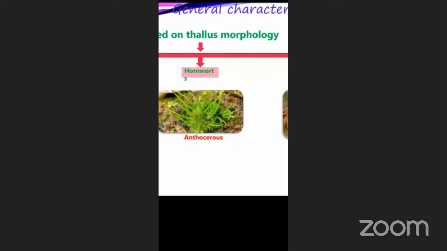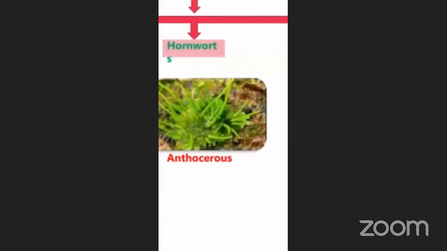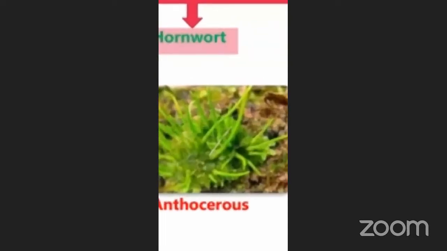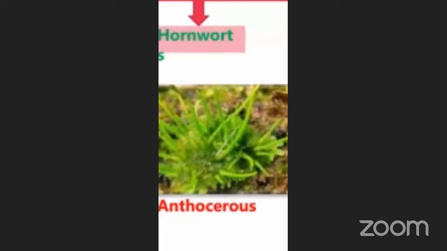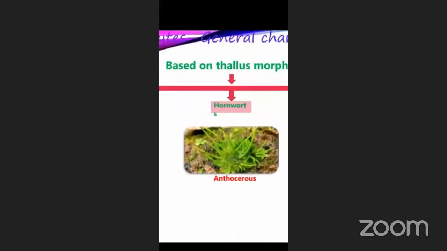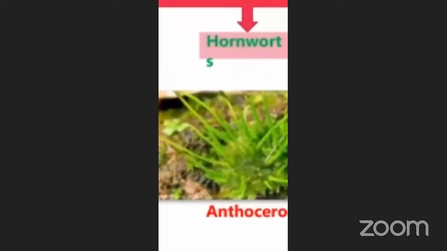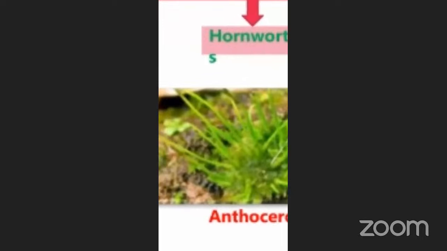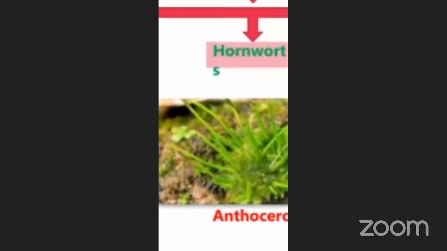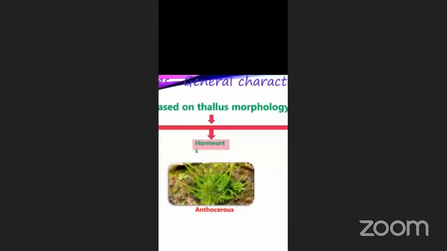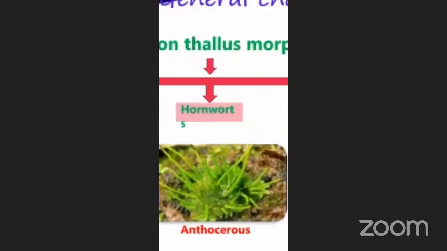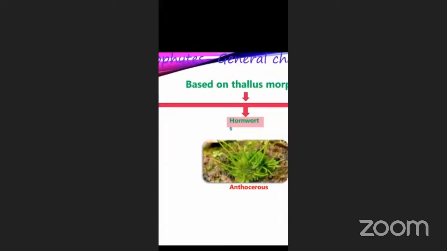And the capsule is long and slender. This one is the capsule. See here some projections, filament-like structures are there. Are you able to see? Yes, sir. That one is the sporophyte capsule. The capsule grows continuously, so that's why long projection-like structures are there. See here, this is the sporophyte. That is the capsule.